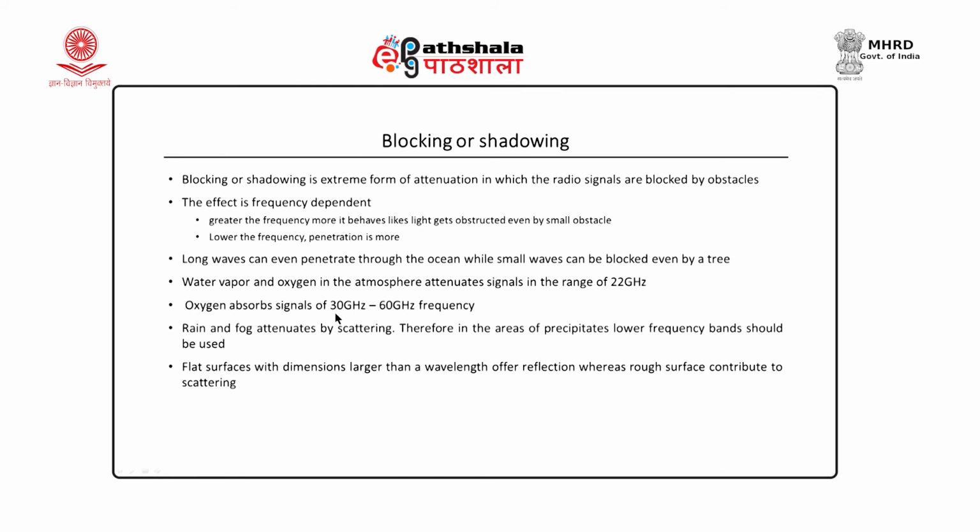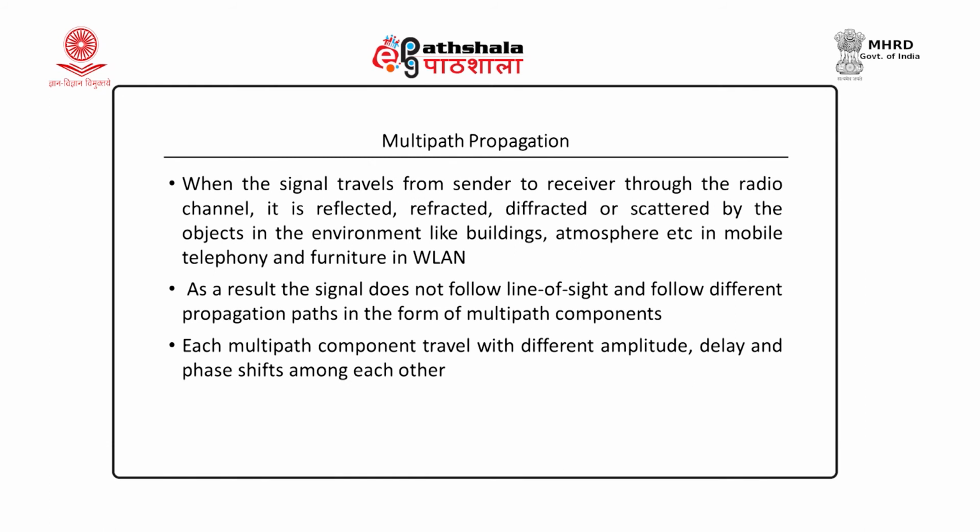Oxygen actually absorbs the signal in the range of 30 gigahertz to 60 gigahertz frequency. Similarly, rain and fog also attenuate the signal at high frequency. Therefore, in the areas where there is more precipitation, low frequency bands are used. Similarly, flat surfaces with dimensions larger than the wavelength offer reflection, whereas rough surfaces contribute to scattering. The reflection, diffraction and scattering, when they fall on objects, also change the path.